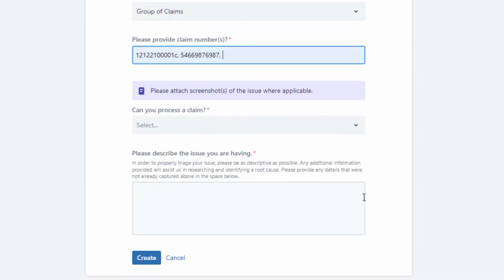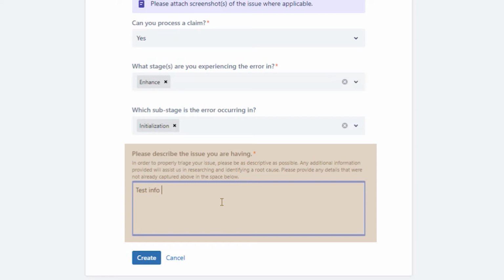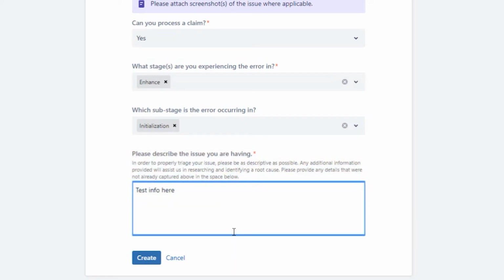The last question on the form, regardless of how the questions above are answered, is a freeform box provided for any additional details or explanations around the issue the client is seeing.